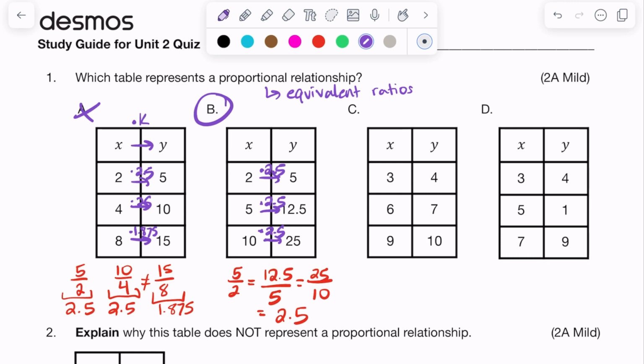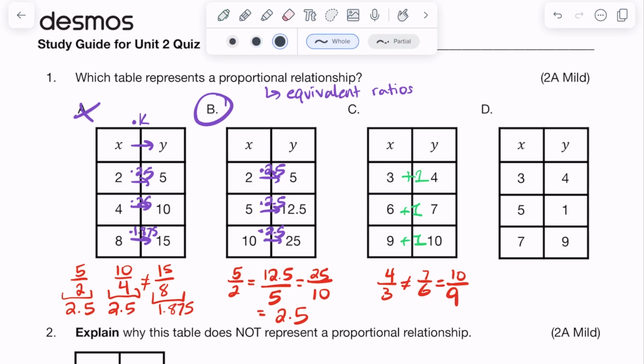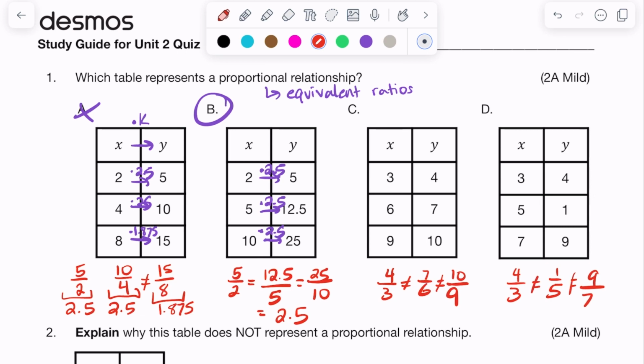In C and D, we could do the same thing, and we would see that these are not equal. And in particular, in C, we're adding 1, right? This is like addition. But when we're adding, that's not a constant of proportionality. Constant of proportionality and proportional relationships is all about multiplying. So that won't work. And nor will this. There's not a constant number that we're multiplying by. All right, awesome.